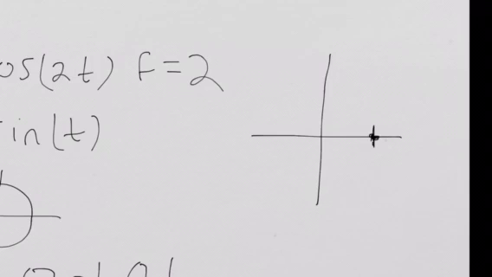But we start at 1, 0, and what happens is our cosine wants to go negative, and then it wants to come back. So what our point does is it goes like this, shoop, shoop. Okay.